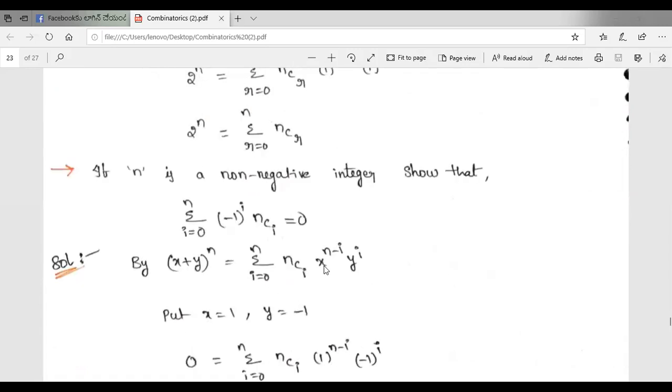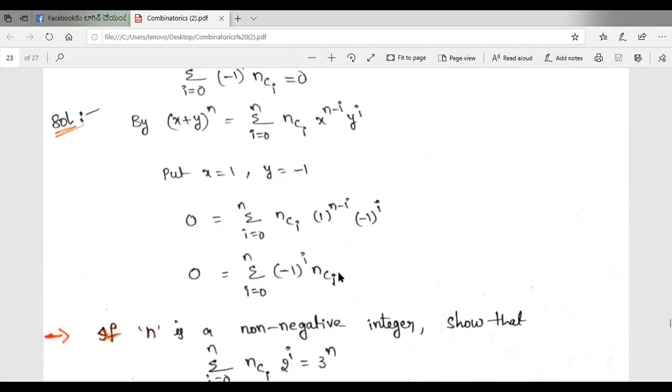So here we take x is equal to 1 and y is equal to minus 1, because in this given statement to prove, the LHS contains (minus 1) whole power i. So we take x value is equal to 1 and y is equal to minus 1. So (x plus y) whole power n value is 0. So 0 is equal to summation i is equal to 0 to n, nCi, in place of x, 1 whole power n minus i, in place of y, (minus 1) whole power i. Okay. So therefore summation i is equal to 0 to n, (minus 1) whole power i, nCi is equal to 0. Hence proved. Okay.